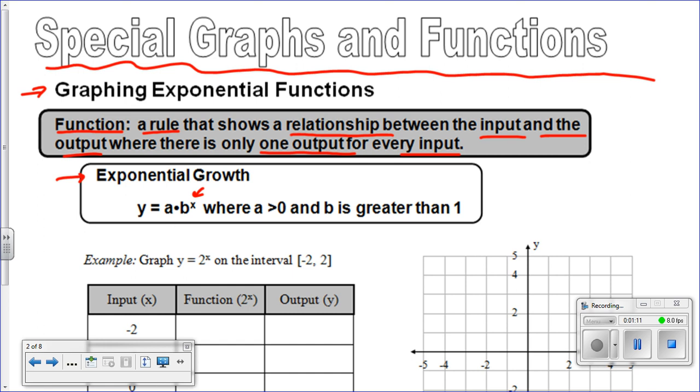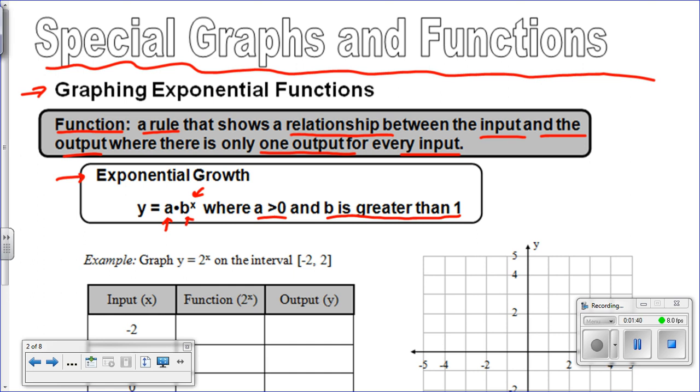So you will notice, to be growth, a must be larger than 0. In other words, if it's less than 0, this is going to be flipped and reflected so that it's down in the negative region. So to be growth, we need this to be up in the positive. And we need our b to be greater than 1. So this is going to be our ratio here.